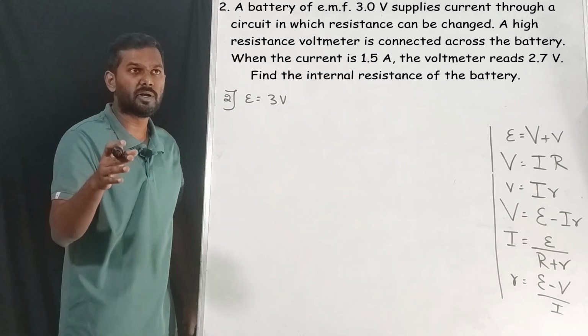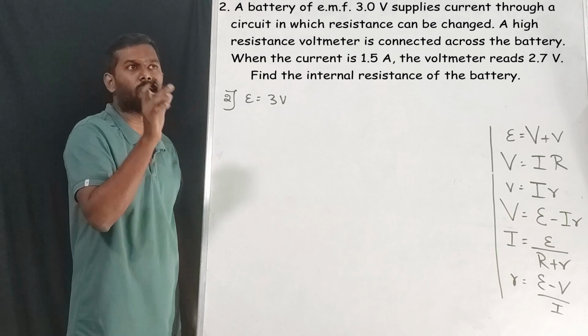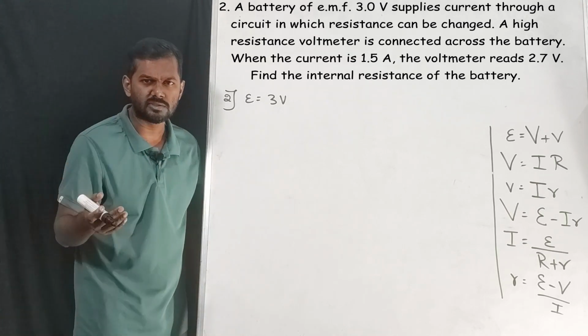A high resistance voltmeter is connected across the battery. What do you mean by a high resistance and a low resistance voltmeter?